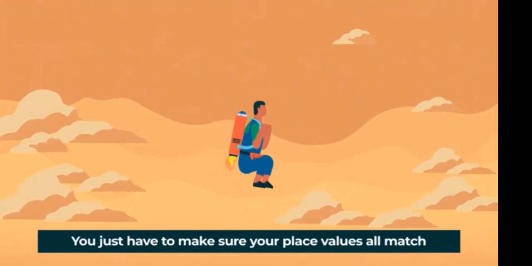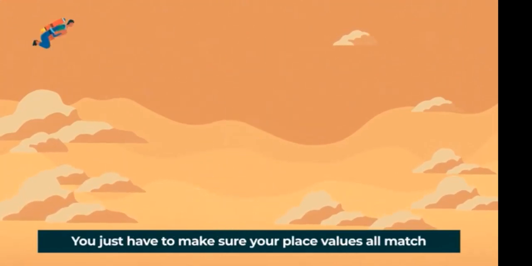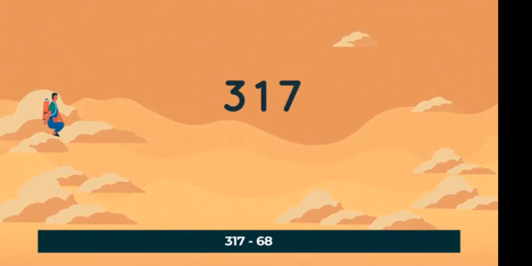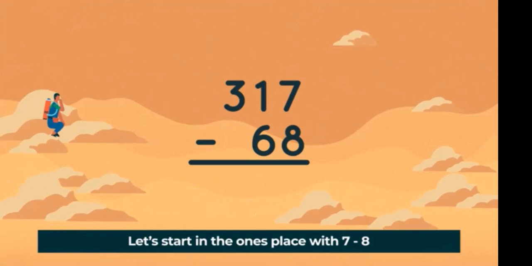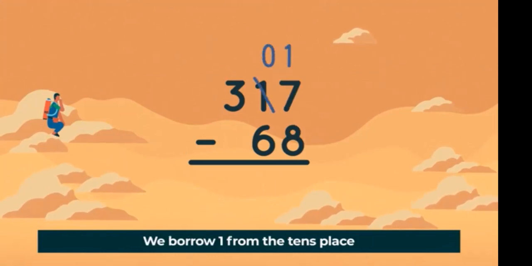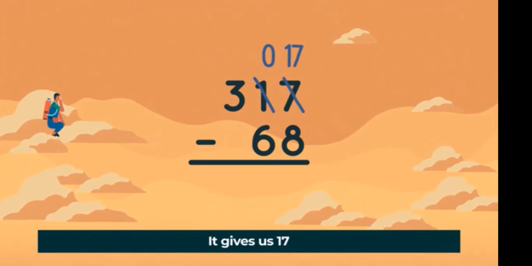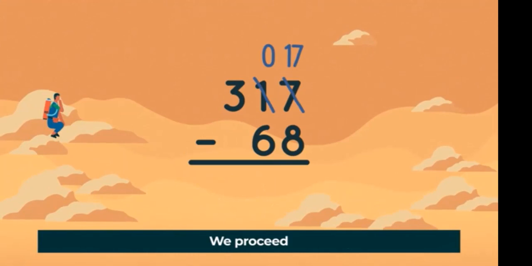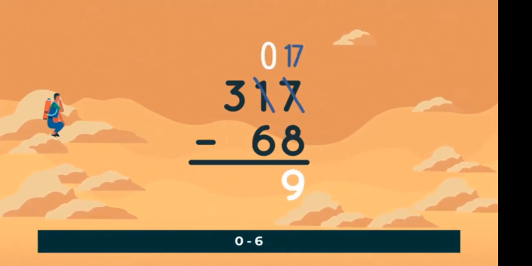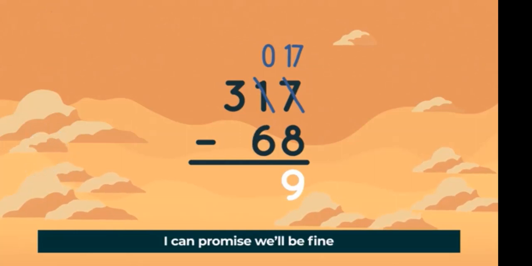We don't have to use a chart to subtract. You just have to make sure your place values all match. 317 minus 68. We don't have to wait. Let's start in the ones place with 7 minus 8. We borrow 1 from the tens place. It gives us 17. It leaves us with a 0 in the tens place. You see, we proceed. 17 minus 8 gives us 9. 0 minus 6, I can promise we'll be fine.